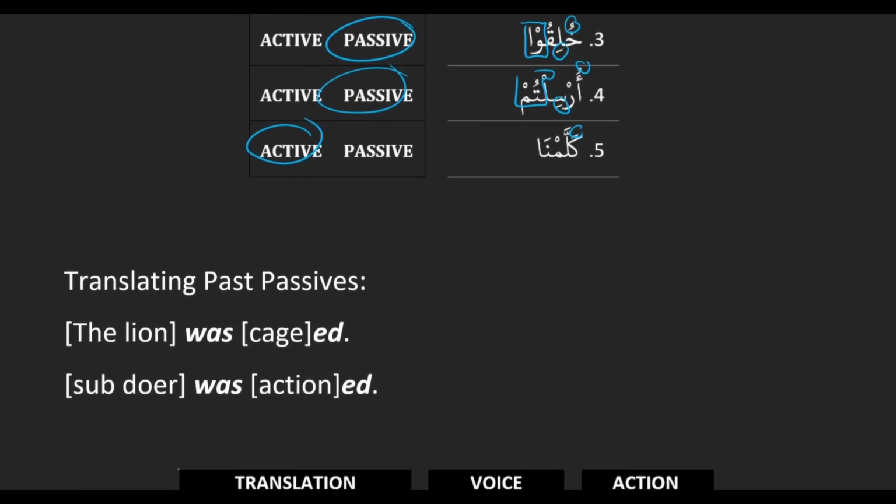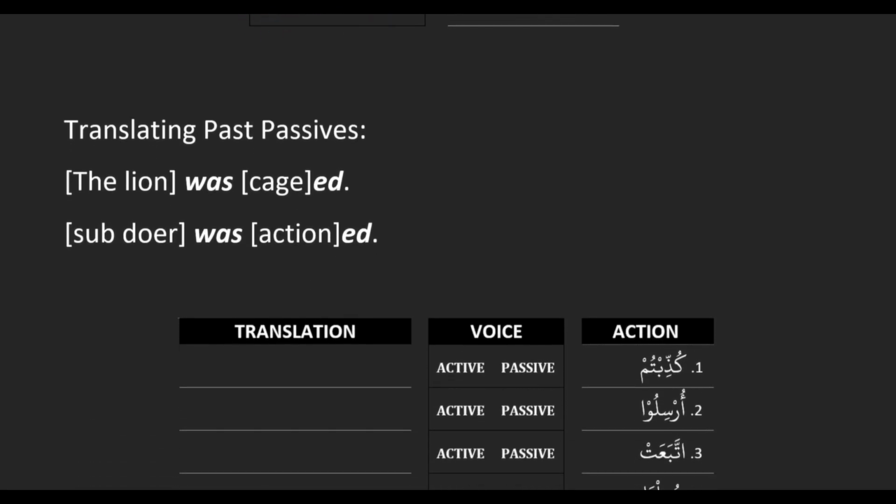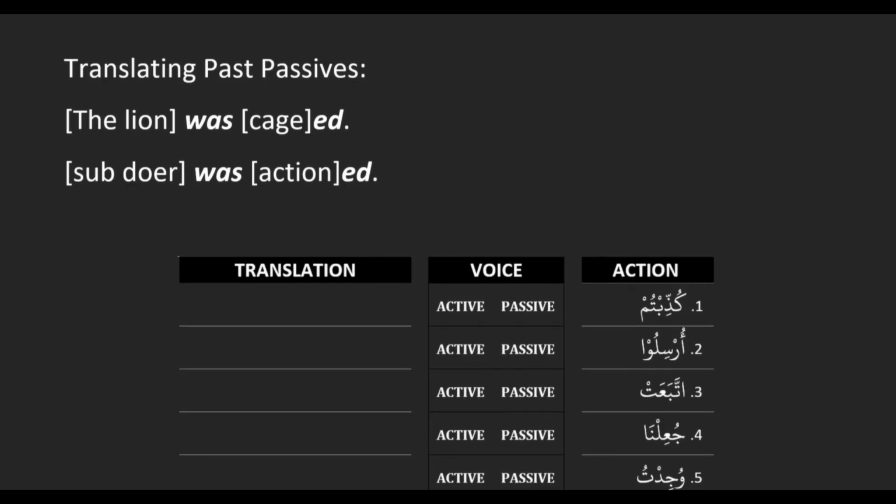Okay, now let's talk about translating past passives. Here's a template you can use when translating past passive. You have something was somethinged. Basically, you have your substitute doer, the same way we start with our doer. With past passives, you'll start with your substitute doer, and then the way you translate a past passive is was actioned. Like, the lion was caged. The cake was eaten. My brother was punched. So start with your substitute doer, and then the way you translate your action is was actioned, was ed. Is that clear?